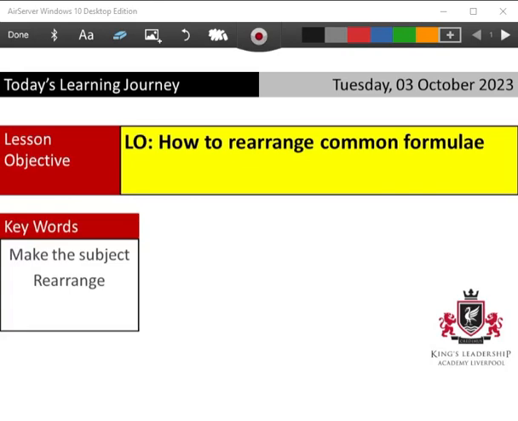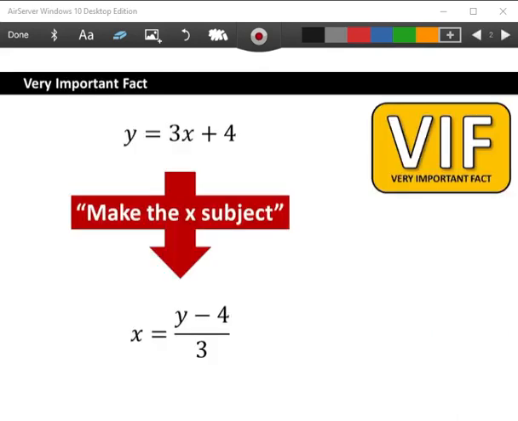Okay, I'm going to show you how to rearrange a common formula or rearrange an equation. This is the process we'll go through when we start with an equation. This is the one we've got at the top, 3x plus 4. If we're asked to make x the subject, or we want to find out what x is, this is rearranging.